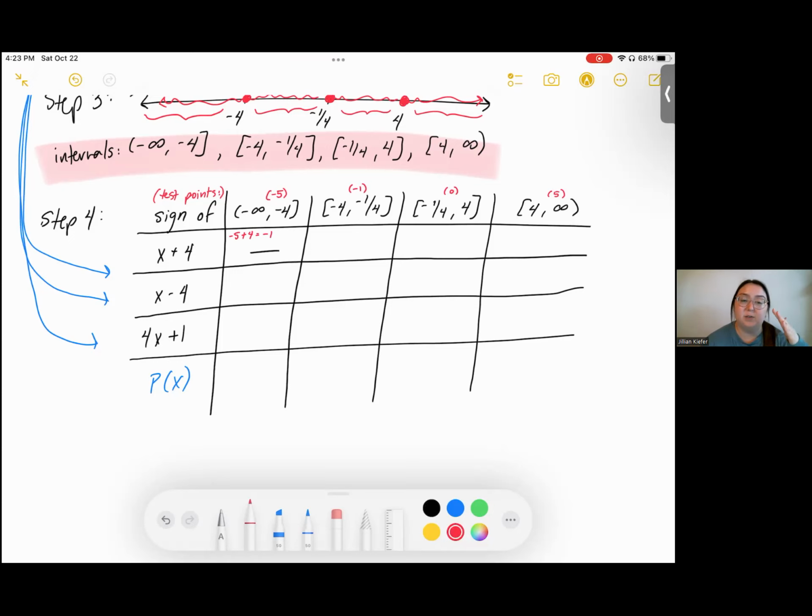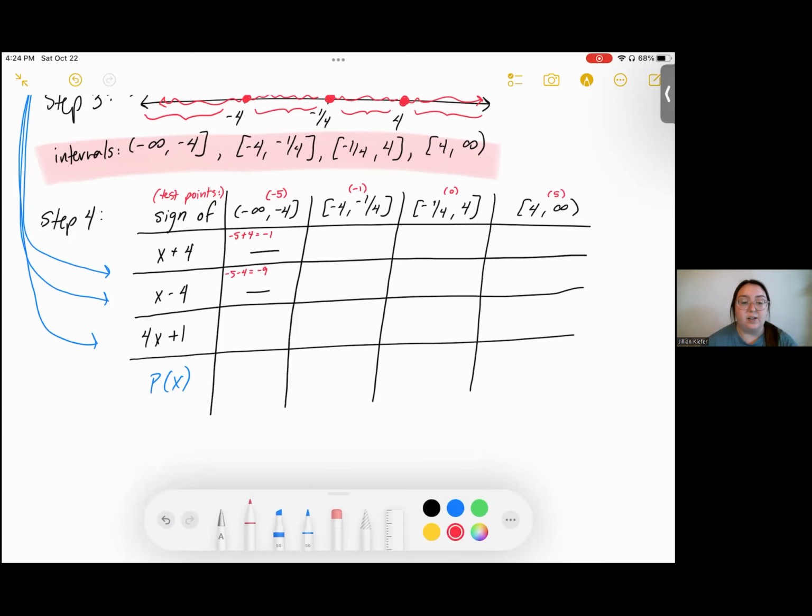So now we're going to do this for x minus 4 as well. We're going to plug in -5 for x minus 4, so it's going to be -5 minus 4. -5 minus 4 is -9. Once again, we don't care about the value. We only care if it's positive or negative, and -9 is negative. So we write another negative sign.